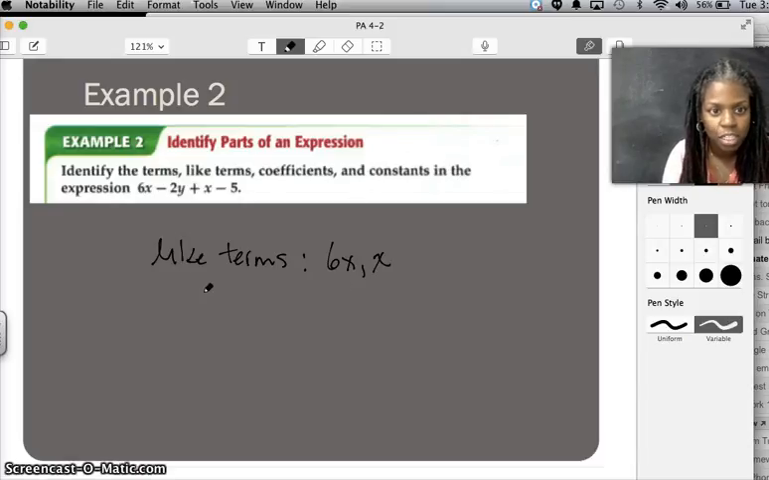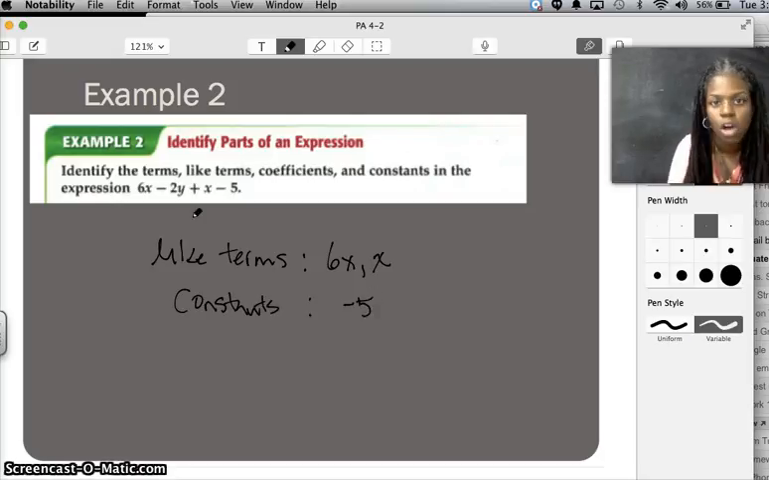And constants in the expression. So let's go ahead. Constants. What are my constants? I only have 1. And I'm going to write this as negative 5. Notice that the negative comes along for the ride and influences what I have. So negative 5 is my constant, not just 5.